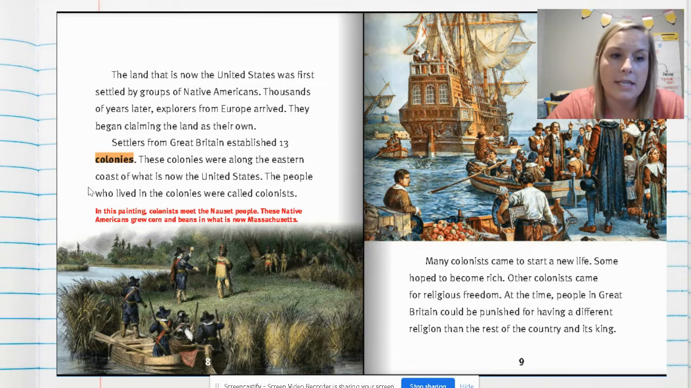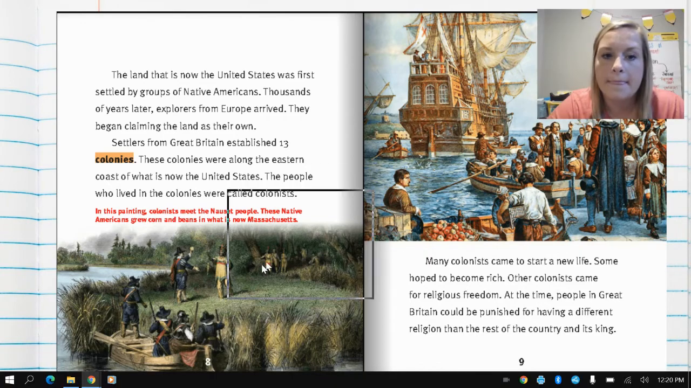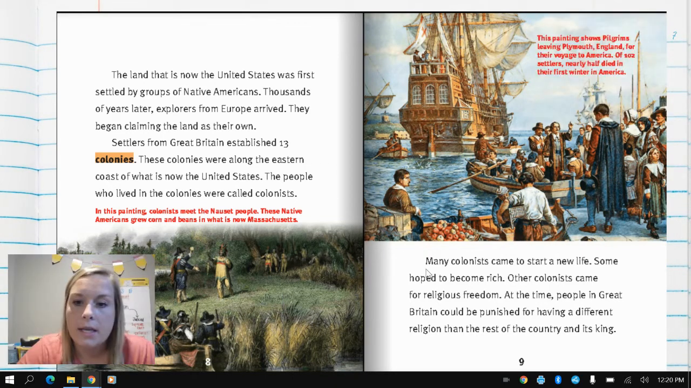Our caption here says, in this painting, colonists meet the Nauset people. These Native Americans grew corn and beans in what is now Massachusetts. Many colonists came to start a new life. Some hoped to become rich. Other colonists came for religious freedom.